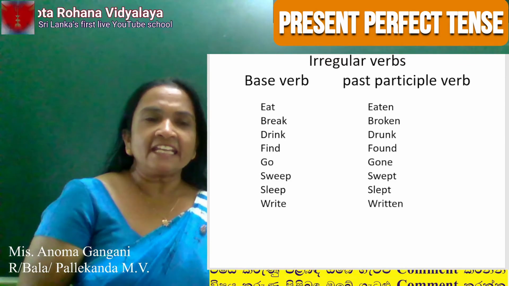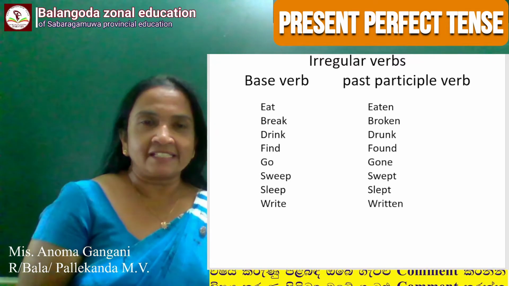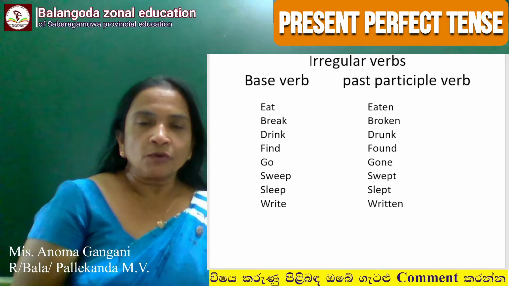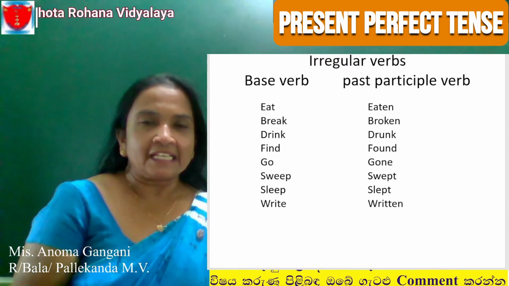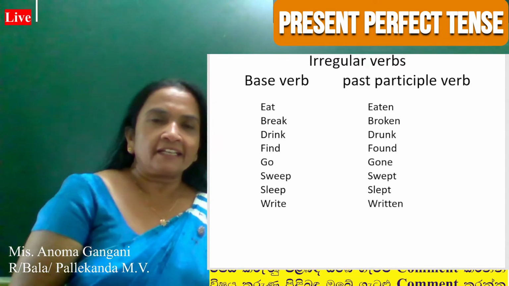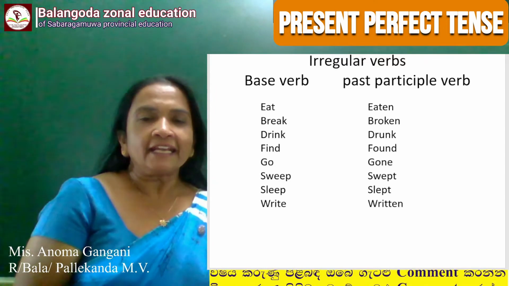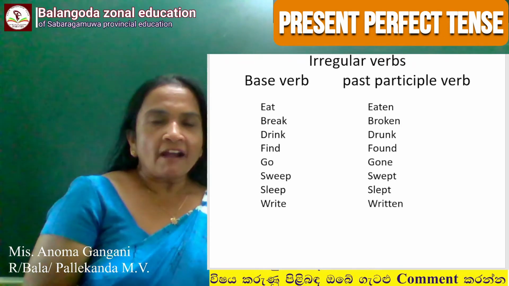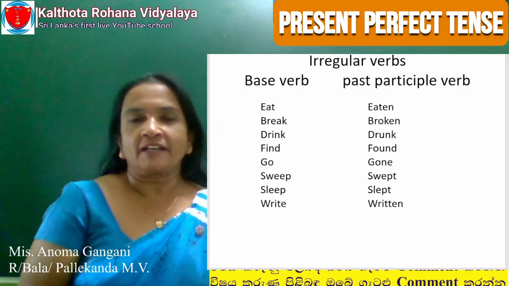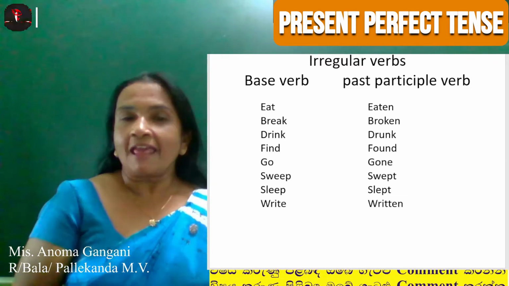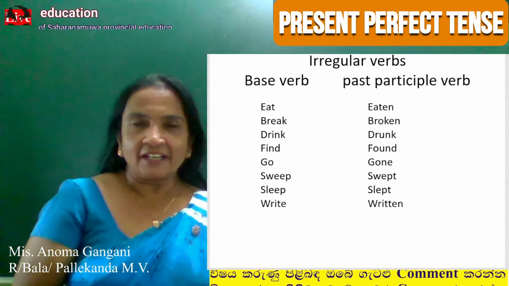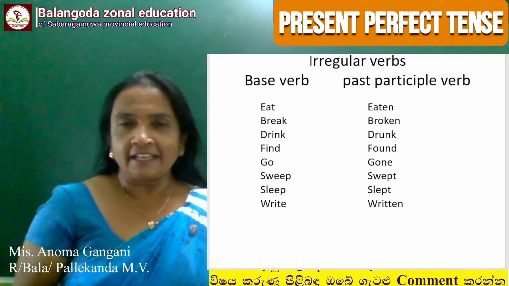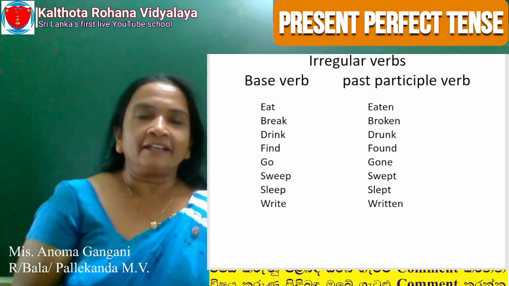Now see that one. Eat, eaten, past participle verb eaten. Break, broken. Drink, drank, drunk. Find, found. Go, gone. Sit, sat. Sleep, slept. Write, written. Now read it again. Eat, eaten. Break, broken. Drink, drank, drunk. Find, found. Go, gone. Sit, sat. Sleep, slept. Write, written. Did you understand that? Another form of verbs is there, where we are not going to add ed or ied. So you have to learn those by heart. Again, I told you that also.